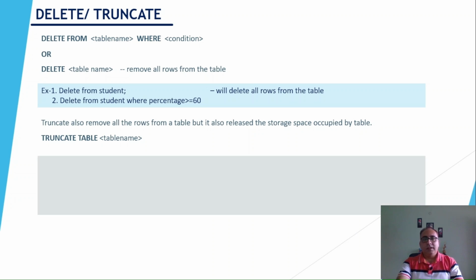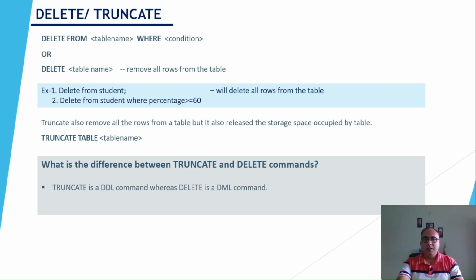Now, that's a very frequently asked question at the time of interviews: what's the difference between delete and truncate? Basically, there are majorly three differences. First, as I said, truncate is a DDL command, whereas delete is a DML command. A delete operation can be rolled back, because it's a DML. But a truncate operation cannot be rolled back because it's a DDL. We cannot roll back any DDL transaction.